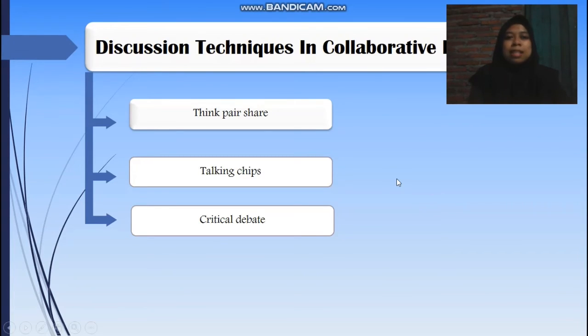And the next is discussion techniques in collaborative learning. Actually, there are 6 common techniques in discussion, but today we will only discuss 3 of them. The first is think, pair, share, and then talking tips, and the last is critical debate.